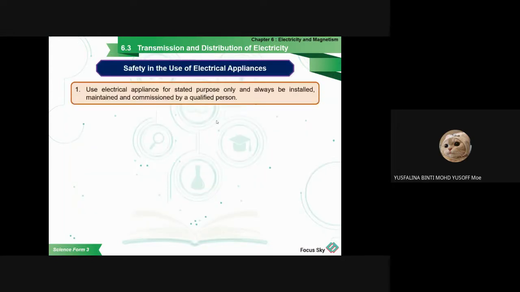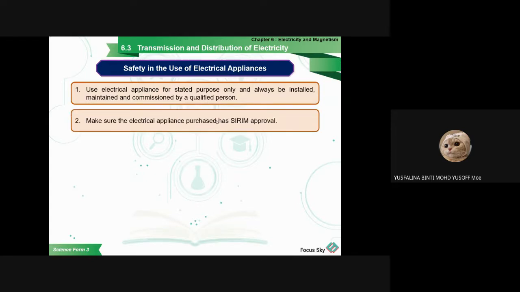So, safety in the use of electrical appliances. Use electrical appliances for the stated purpose only, and always have them installed, maintained and commissioned by a qualified person. Also make sure the electrical appliance you purchase has SIRIM approval. Every time you go to buy an electrical appliance, make sure there is a SIRIM mark there. That one is already tested and is safe.